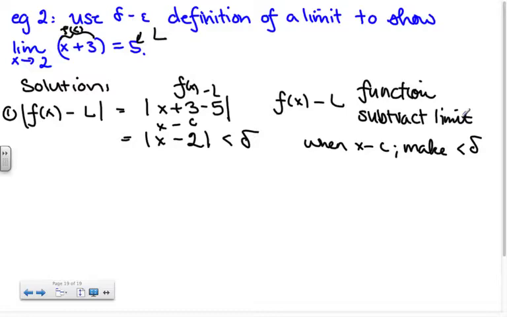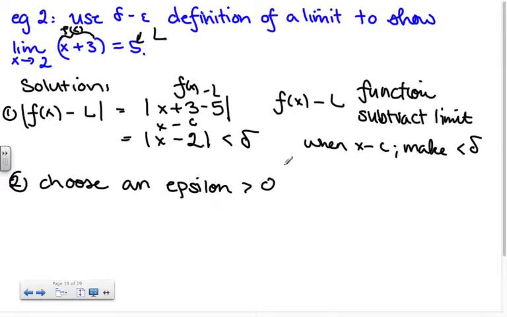Now, in this situation, I have to choose an epsilon. So in the second part, I have to choose an epsilon that's greater than 0, obviously. So in this situation, what do I want to choose for it? I'm simply going to choose, let delta equal epsilon.